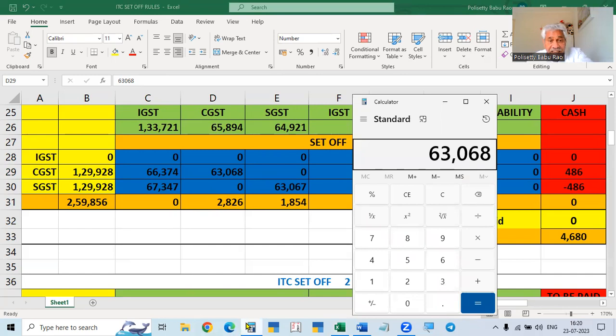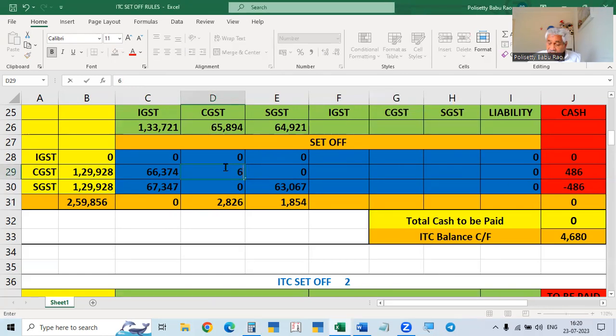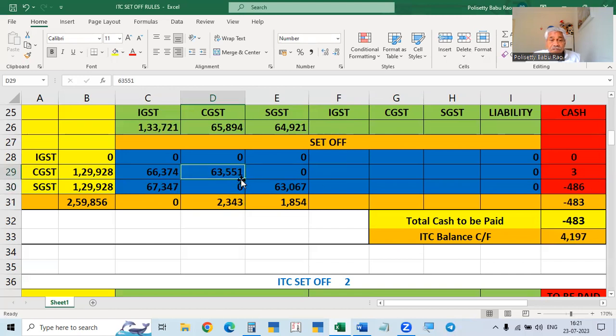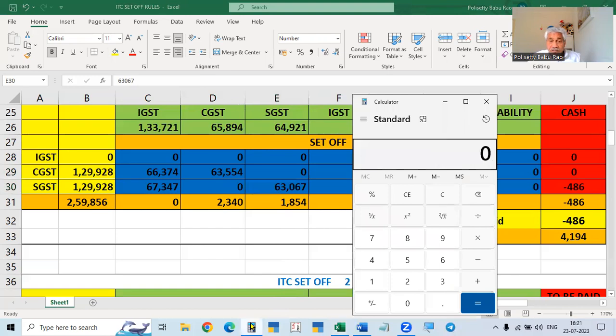63,068 decreased here. That means the claim for CGST will be increased by this amount. What is the amount? 486. So in this case, if we take 63,551, so this is 551, 554, so I think it is 554. So this is 0. And now 63,067, you reduce 486, so it will be 62,581.